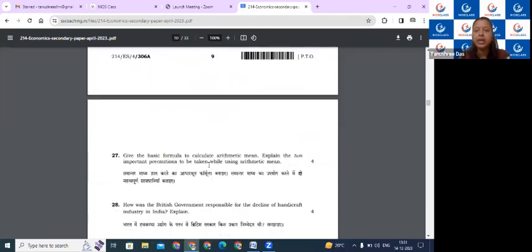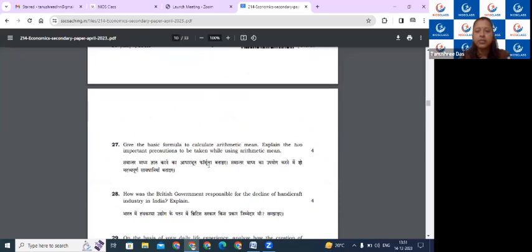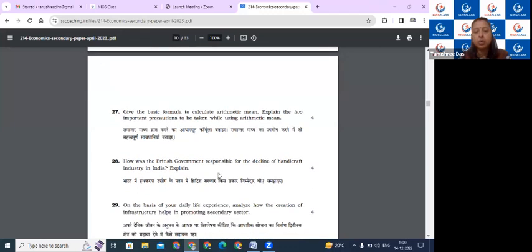Then marks obtained, this is the continuous method. Then give the basic formula to calculate the arithmetic mean. Explain the two important precautions to be taken while using the arithmetic mean. And British government responsible.